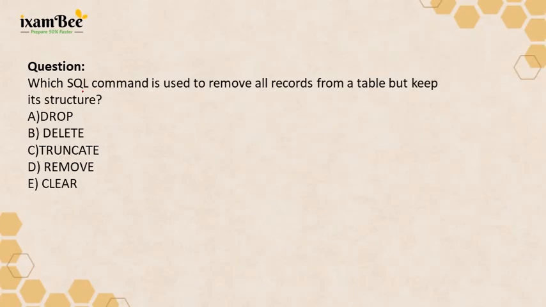Now the next question is, which SQL command is used to remove all records from the table but keep its structure? So the correct answer is truncate. So let's move to the options first. The drop command will remove the table completely. The delete command will remove the rows, but it can be filtered at each deletion. Then truncate will remove all rows but keep the table definition.